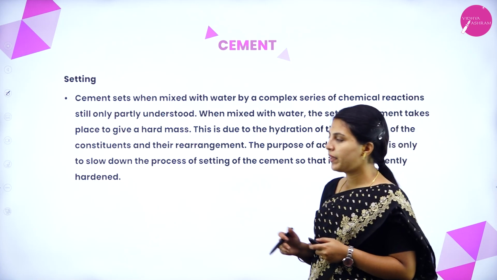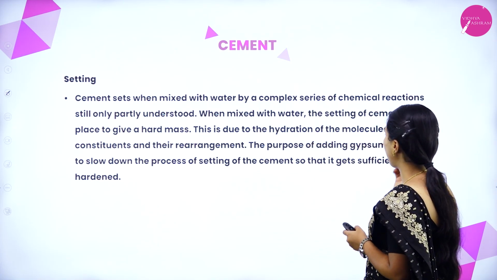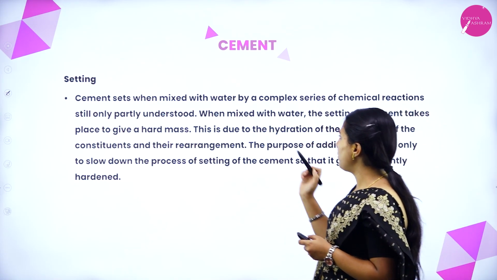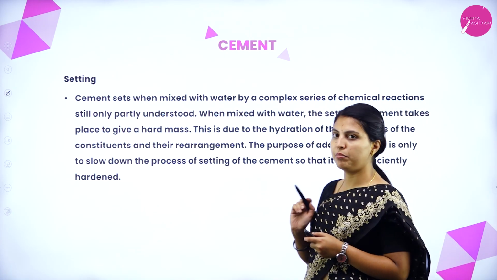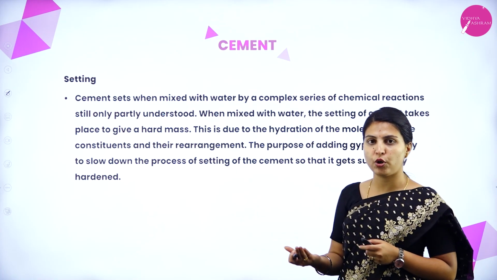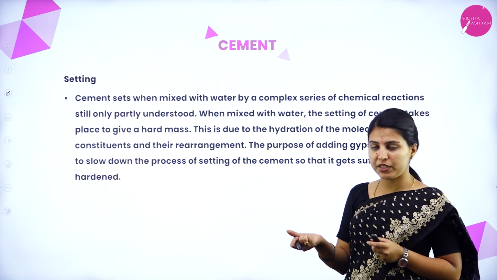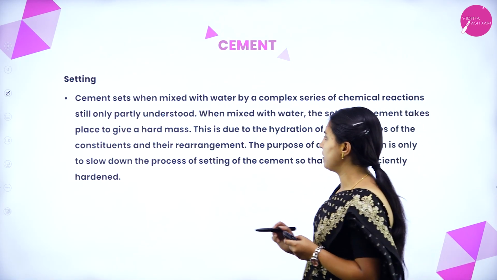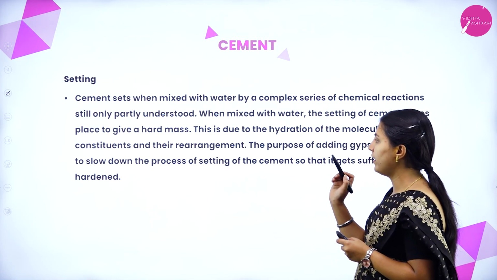Next, setting. Cement sets when mixed with water by a complex series of chemical reactions, still only partly understood. When mixed with water, the setting of cement takes place to give hard mass. When it is reacting with water, it will form liquid-like or jelly-like substance. But when it is left for some time, it will form hard mass. This is due to the hydration of the molecules of the constituents and their rearrangement.